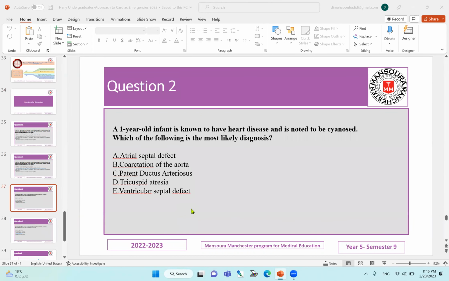Second question: if a 1-year-old infant is known to have heart disease and is noted to be cyanosed, which of the following is most likely the diagnosis? Is it an atrial septal defect? I don't think so. Is it coarctation of the aorta, patent ductus arteriosus, truncus arteriosus, tricuspid atresia, or ventricular septal defect? I think it's very easy: tricuspid atresia is the one with cyanotic heart disease.